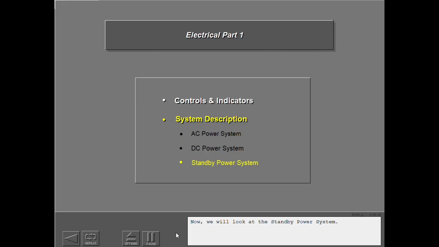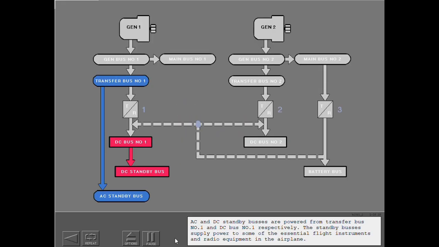Now we will look at the standby power system. AC and DC standby buses are powered from transformer bus number 1 and DC bus number 1, respectively. The standby buses supply power to some of the essential flight instruments and radio equipment in the airplane.